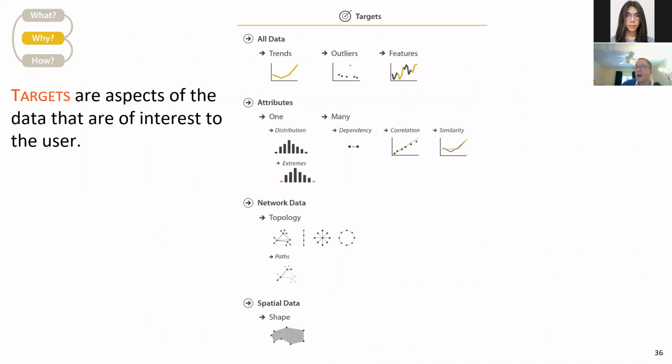So targets are the aspects of the data that we're interested in. So maybe what I'm looking for is the trend line. Maybe I'm looking for an outlier, which is very common, right? Who got the lowest mark in the class? Who got the highest mark in the class? What is the general trend for students' grades in the class? Or is it bimodal? A lot of my classes, unfortunately, have a bimodal distribution.